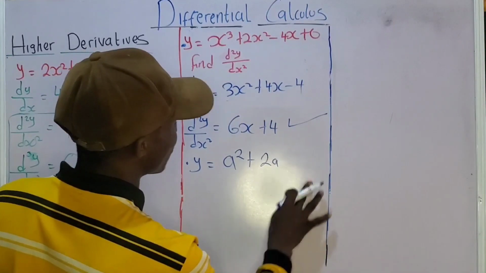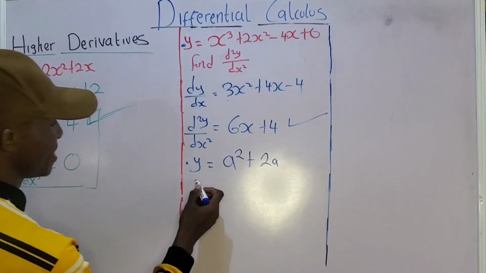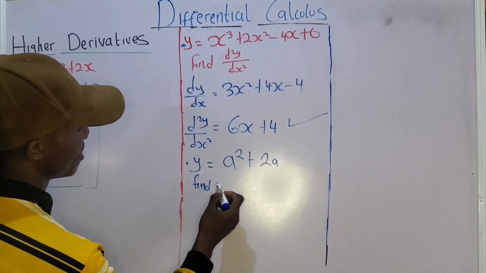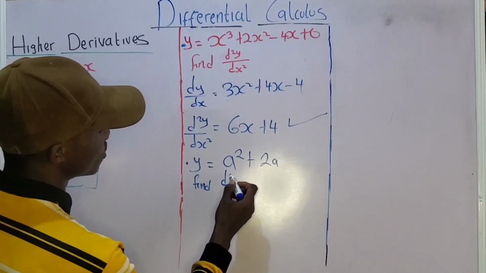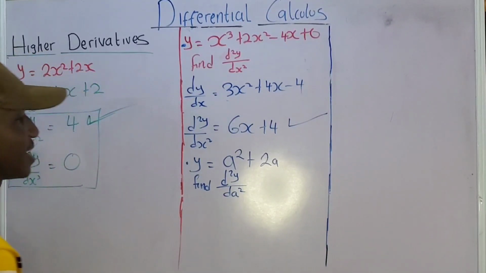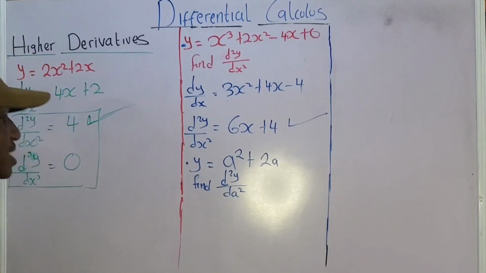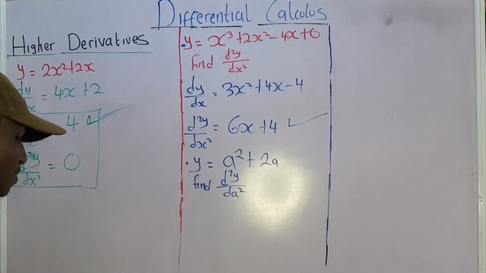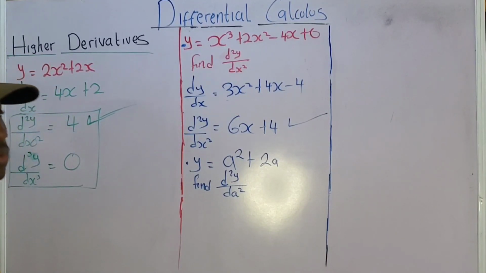Okay, y equals a squared plus 2a. Find the second derivative, d squared y all over d a squared. Okay, now before we can get the second order derivative, we have to first get the first order. We have to first differentiate the function once.